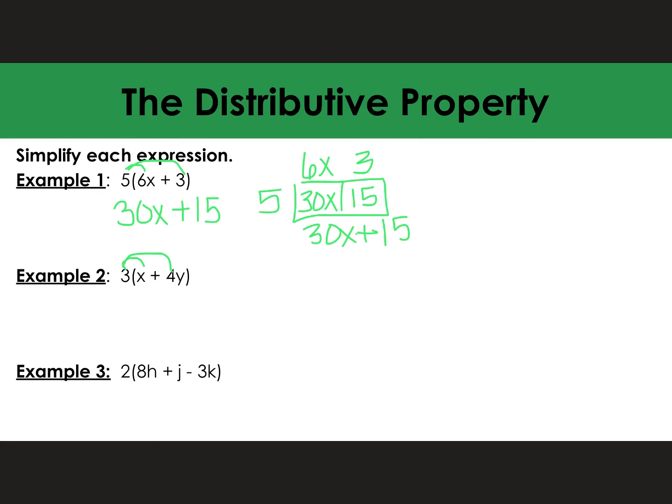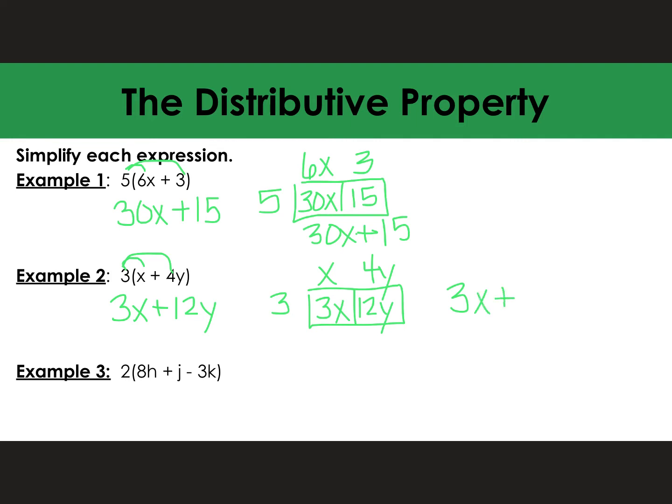Example 2. 3 times x is 3x. 3 times 4y: 4 times 3 is 12, and we have the y. Box method once again. So 3 times x is 3x, just like a multiplication chart again. 3 times 4 is 12, and it's 4y, so it'll be 12y. They are positive, so it would be a plus sign.